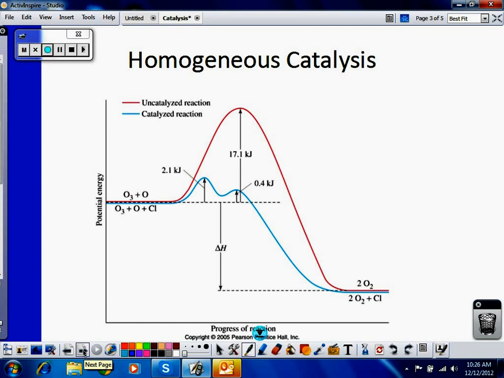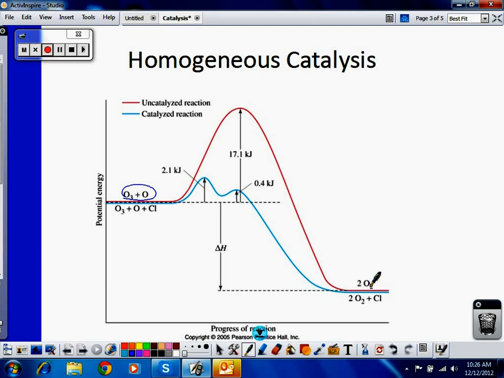So there are several different types of catalysts. One is called a homogeneous catalyst. So again, we have two different reactions. The red line represents uncatalyzed, blue represents catalyzed. In my uncatalyzed reaction, I have two gases, O3, ozone, and oxygen atoms. And they are reacting to form two oxygen molecules.